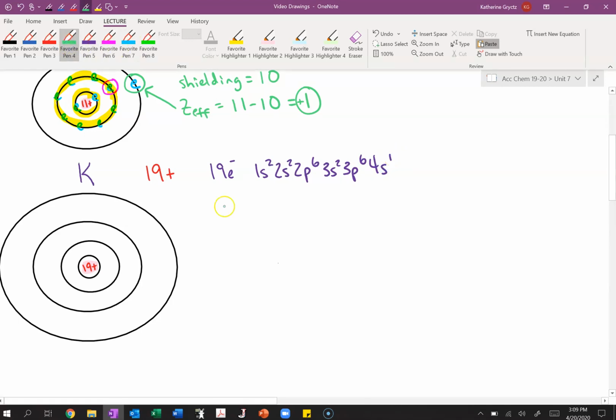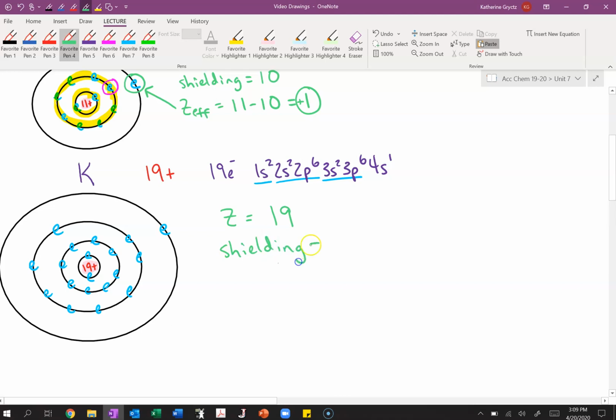So if we put these on the drawing, we put 2 of them in energy level number 1, and then we have 8 in energy level number 2, and then we have another 8 in energy level number 3, and then we finally have 1 in energy level number 4. So if I ask for the Z, it would be 19. If I just ask for the nuclear charge, that's what it is, 19.